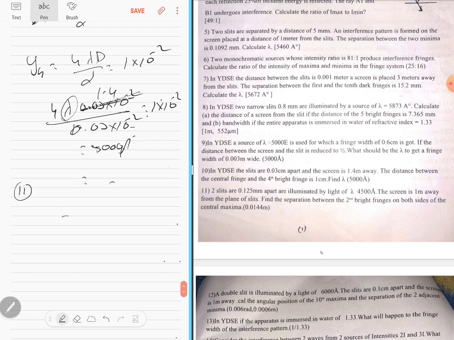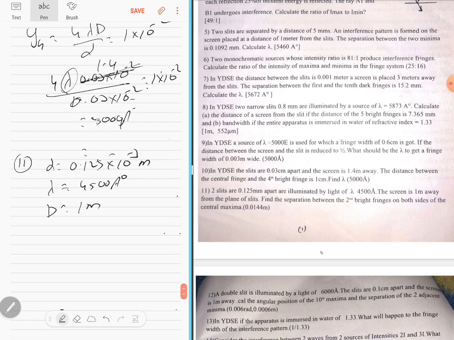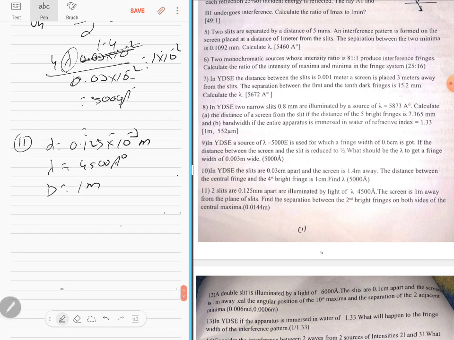So 11th question: the two slits, small d is equal to 0.125 into 10 to the power minus 3 meters, are illuminated by light of wavelength 4500 Angstrom. The screen is capital D equal to 1 meter away. Find the separation between the second bright fringe on both sides of the central maxima. Second bright fringe on both sides, the distance between them.